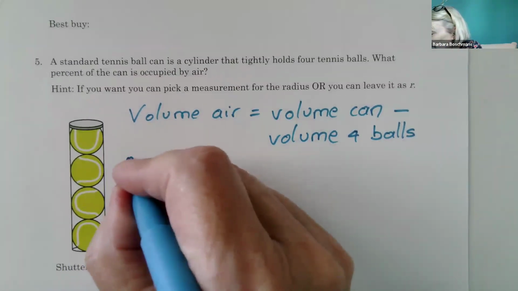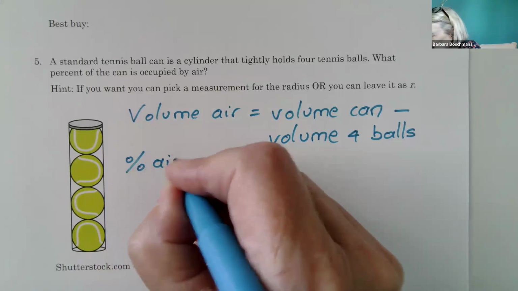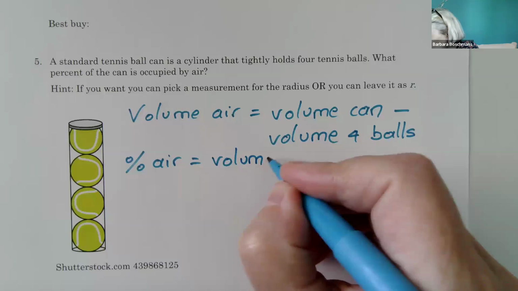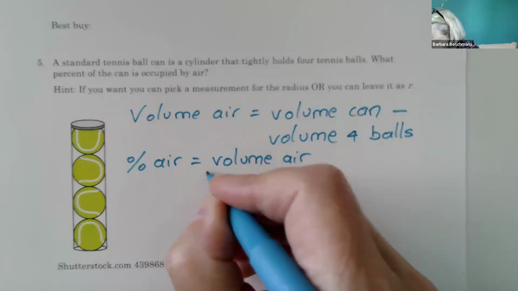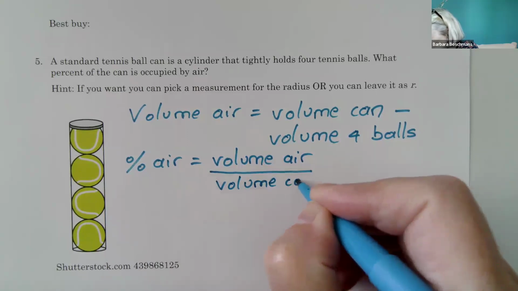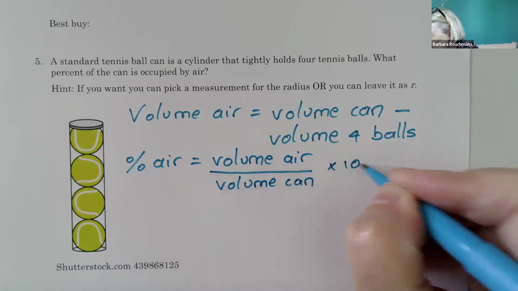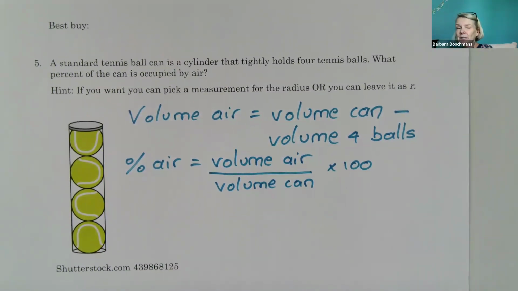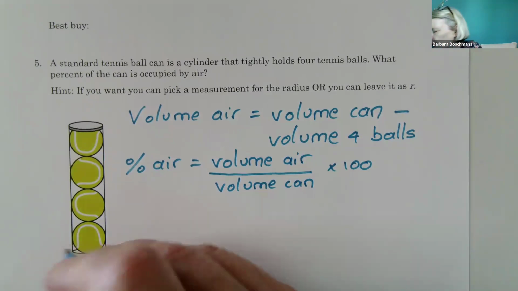If I want percent here, that's going to be the volume of the air over the total volume, which is the volume of the can, and then it should be times 100. We are not given any measurements. We don't need them. We can just do this in terms of R. If that stresses you out, pick a number for the radius of the sphere.